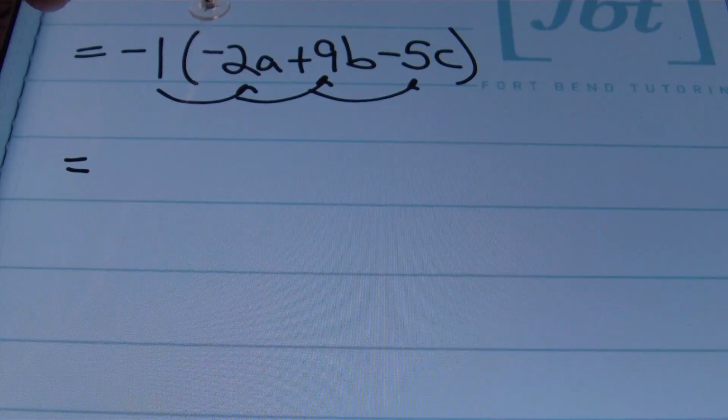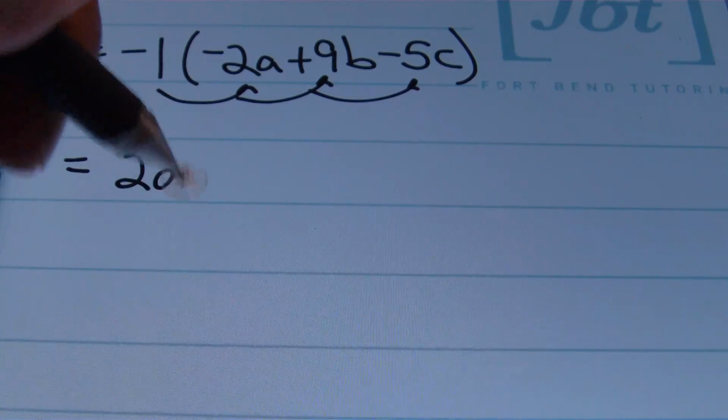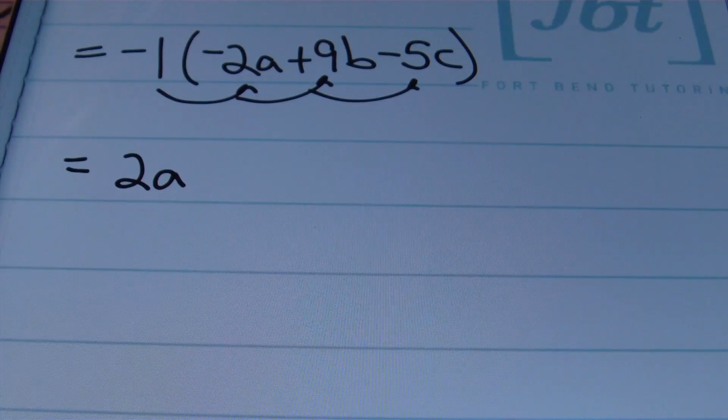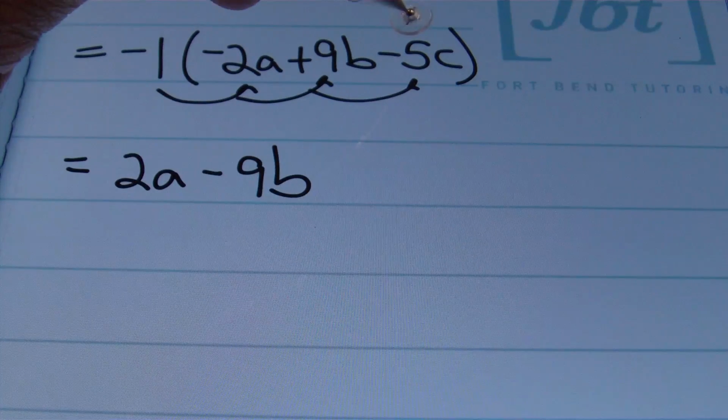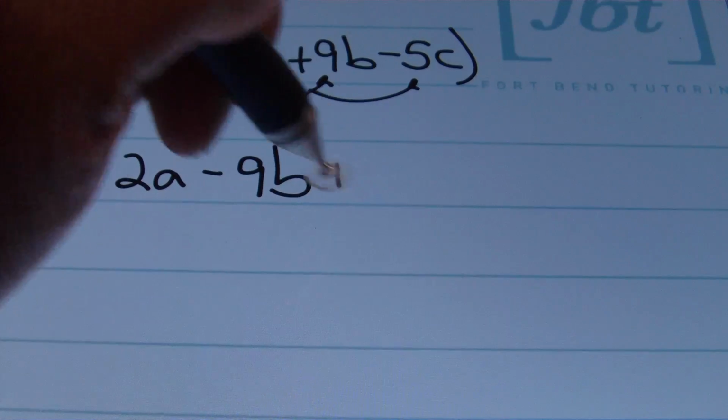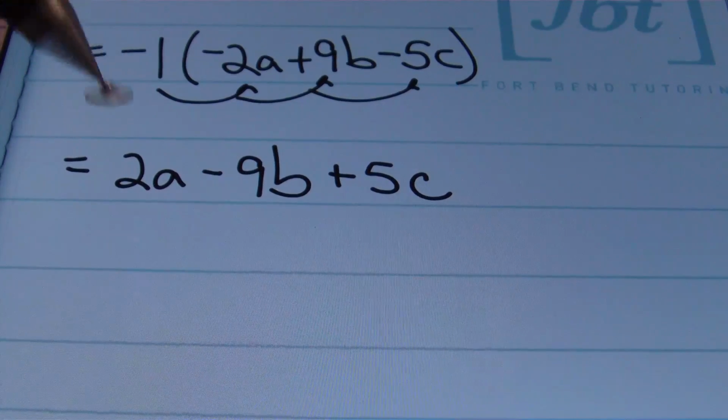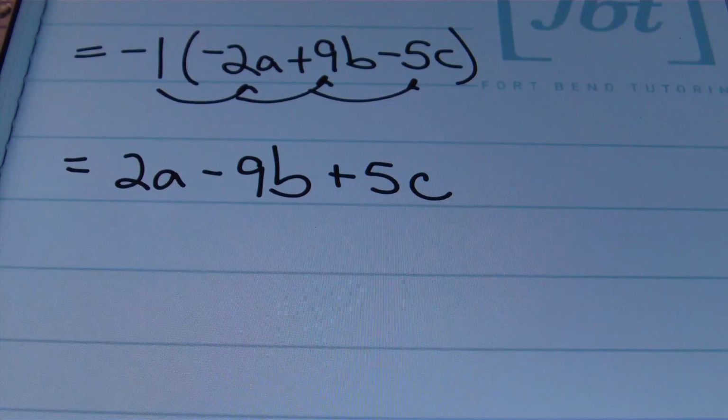So negative 1 times negative 2a will give me a positive 2a. Negative 1 times positive 9b is a negative 9b. And finally, negative 1 times negative 5c is positive 5c. So this is my result, ladies and gentlemen. And notice, I don't have any like terms that I can combine.